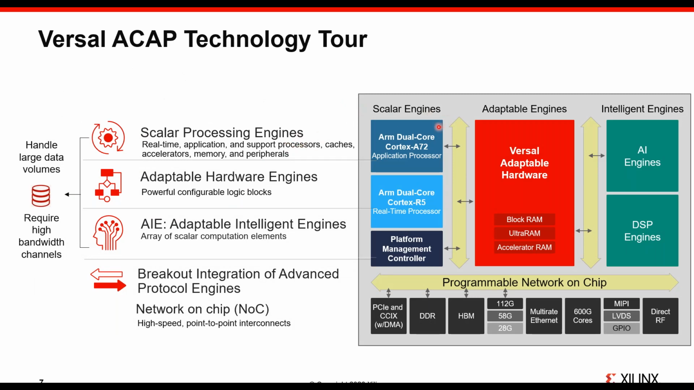So to take a step down from that 100,000 foot view to a 20,000 foot view, each and every one of the parts is going to contain everything except for the AI engines, and only the core series has that. So you've got your scalar processors, which have the dual core next generation ARM A72 that goes along with it, as well as the dual core Cortex R5.